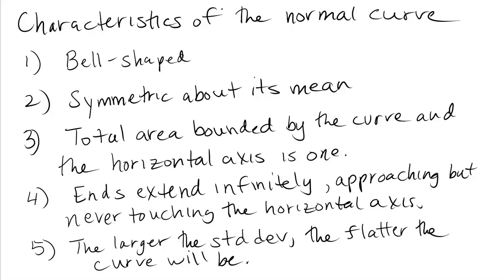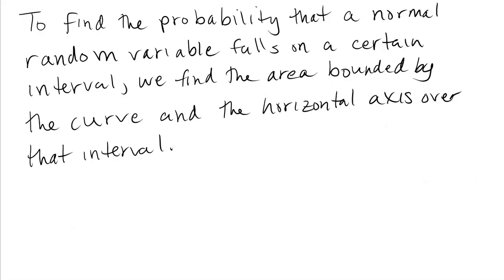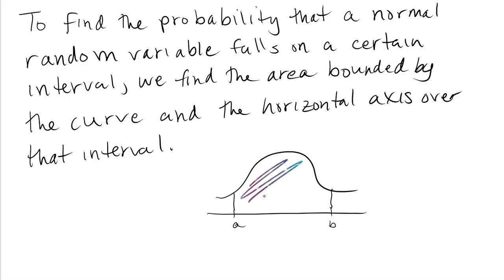So in talking about this third characteristic, I mentioned that the area and the probability were linked. To find the probability that a normal random variable falls on a certain interval, we find the area bounded by the curve and the horizontal axis over that interval. If I had a normal distribution and I wanted to find the probability that the value of the variable fell between this number, which I'll call A, and this number, which I'll call B, I just need to find the area bounded by the curve, the horizontal axis, and those two vertical line segments that I drew. We'd be looking for this area right here.